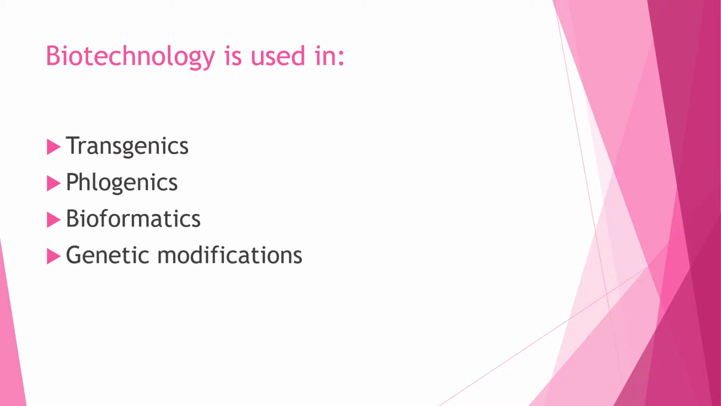Biotechnology is used in transgenics. This is where a gene is taken from one species and implanted in another in order to introduce a desirable trait. For example, a transgenic animal is one whose genome has been altered by the transfer of a gene from another species.